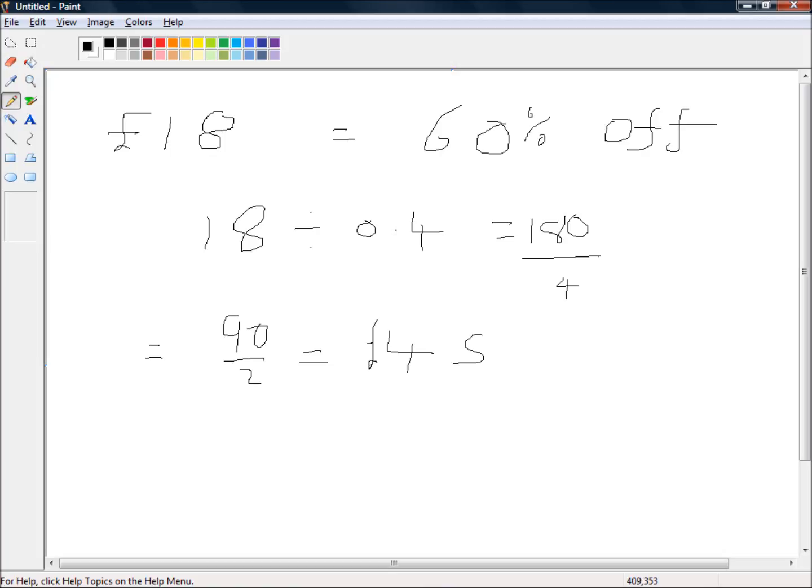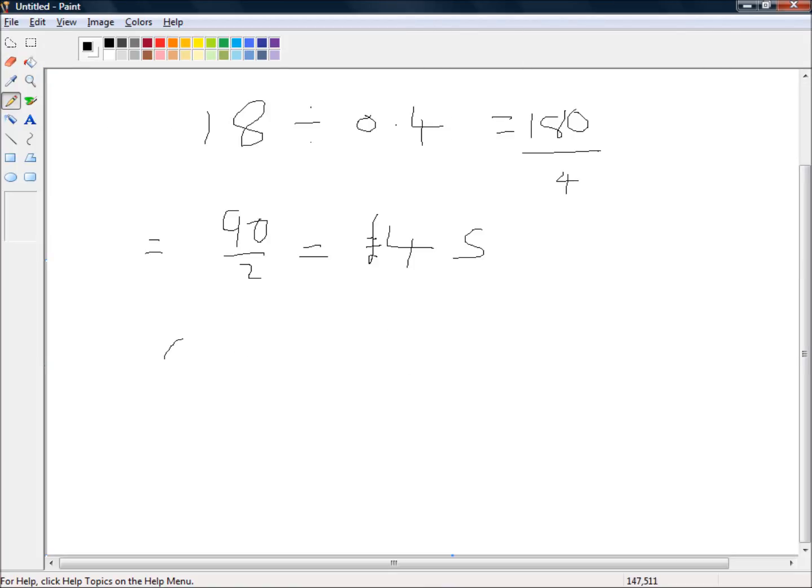So if you missed out on the sale, this item would have cost you £45. Now if you take the deal, you're paying £18 to the shop and you're paying £30 to the bank. So this item is costing you £48. So if you take the deal, you're paying £48, and if you wait until payday, you're paying £45. So you'd be £3 better off if you waited until payday.